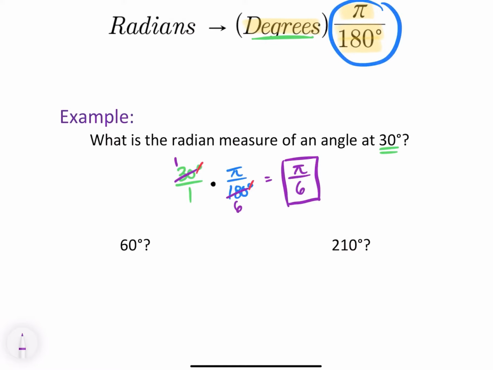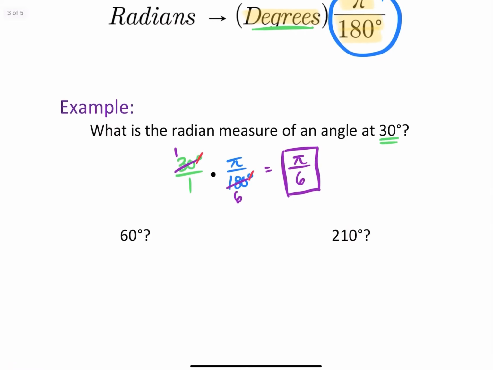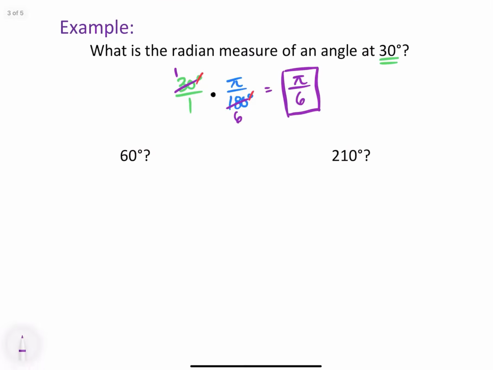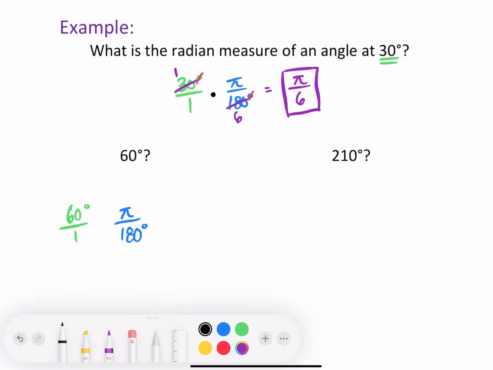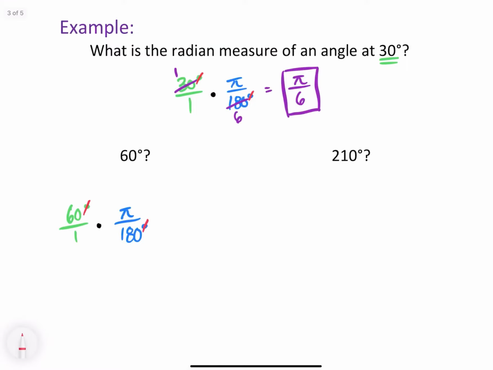We could go ahead and do the same thing with this next one right over here. So pretty much the same thing. I'm going to take my degree measurement, and in this case it's 60 degrees. We'll put it over 1, and then we're going to multiply it by pi over 180. And again, the 180 and the 60 have that degree sign that we could cancel out, and then we could simplify 60 and 180. Now, 60 and 180 both can be divided by 60, so this becomes a 1, and 180 divided by 60 is going to be 3, and now we got pi over 3.